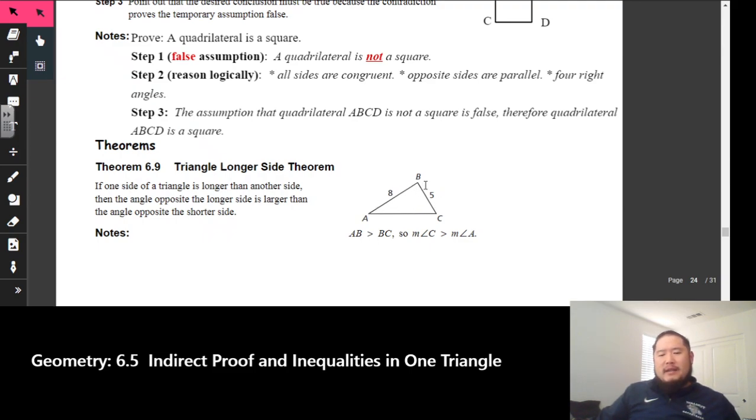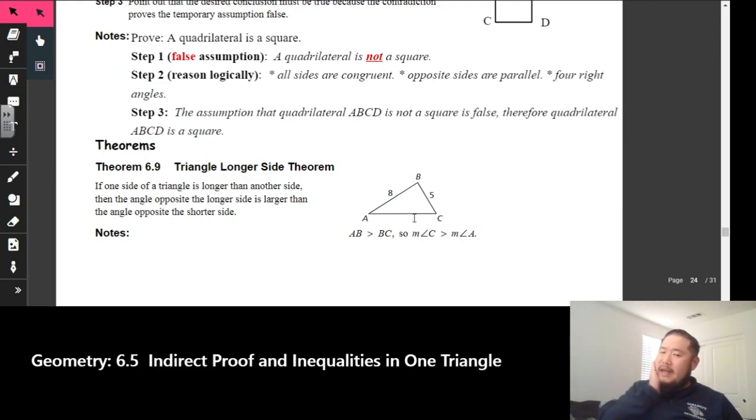BC has a side length of 5. Well, based off of that, I know that angle C is larger than angle A. Okay, just that simple. Longer the side, bigger the opposite angle. We can't necessarily say anything about angle B because we don't know how long that side is.